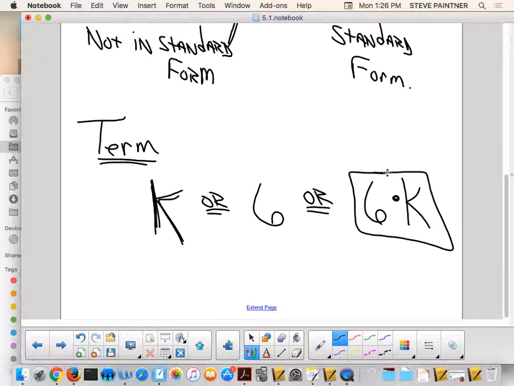So where's the multiplication here and here? Times 1 here. Where is it here? Times 1. 1 times 6, 1 times K. If you have multiplication, you have a term. So here's kind of a wicked looking term. What if I give you 8KP? Is that a term? Yes. Because you have multiplication going on here, here.